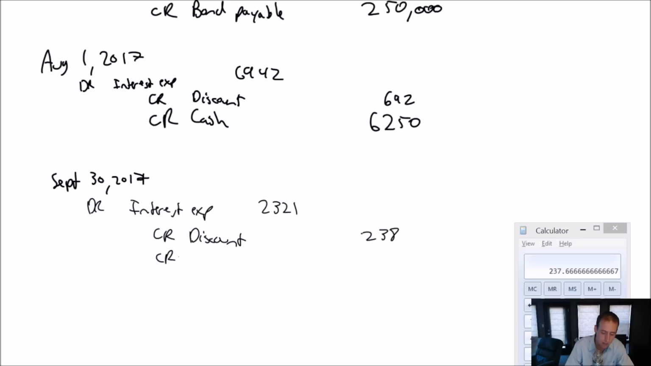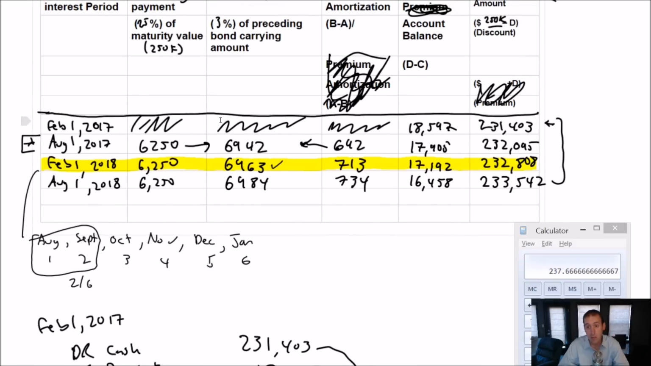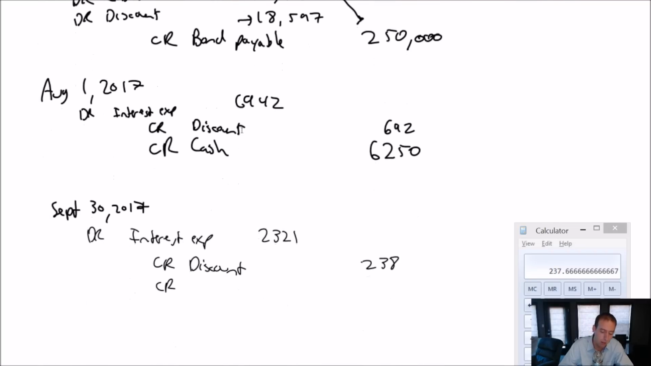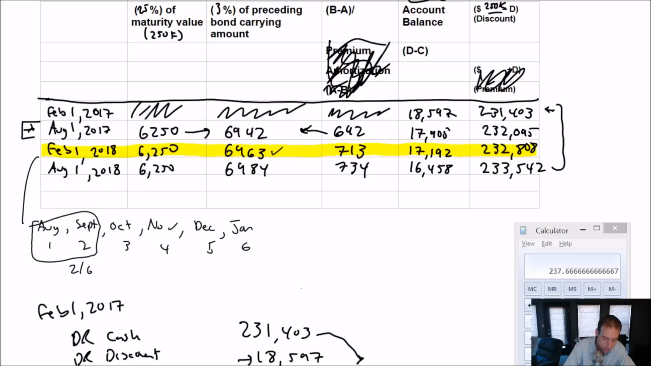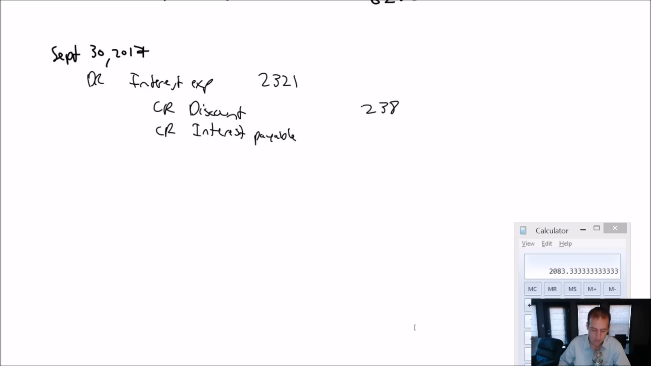What does the difference go to? Well, you might think debit interest expense, credit discount, credit cash, except we don't make any payment on September 30th. We make payments every 6 months. So we don't make our payment till February 1st. What is this? This is all related to interest. This is interest I haven't paid yet. This is interest payable. And again, I would have credited my cash by $62.50, but in this case, I only want to record that 2/6 of this is owing. So I take $62.50 and I multiply by 2/6, and I say, oh, it's $20.83. That is my interest payable.